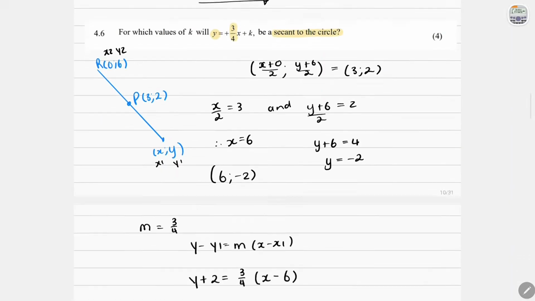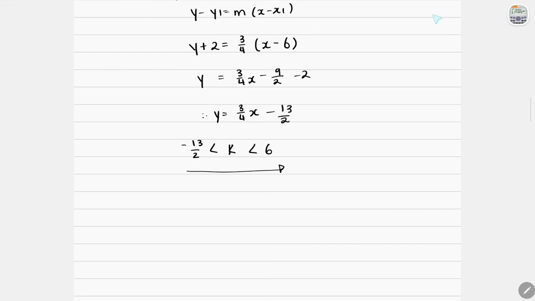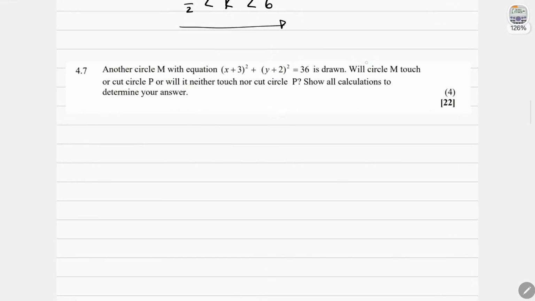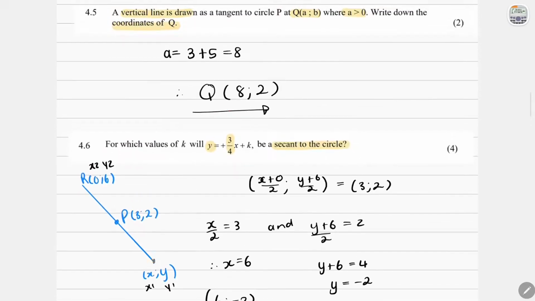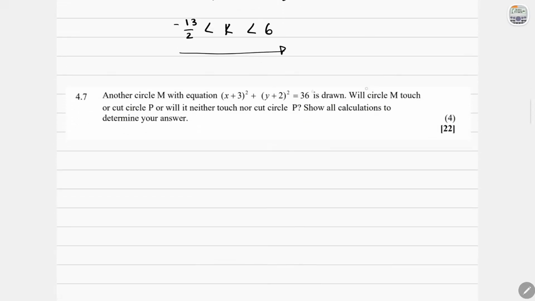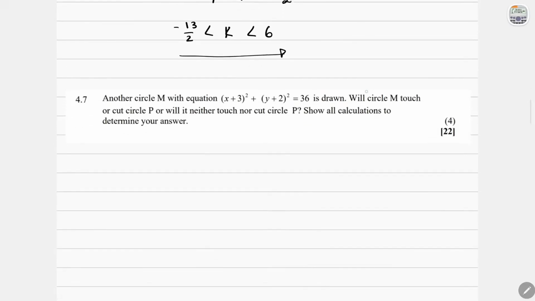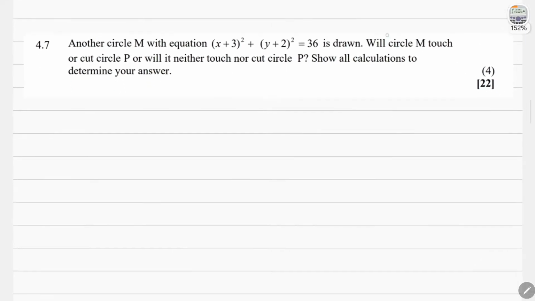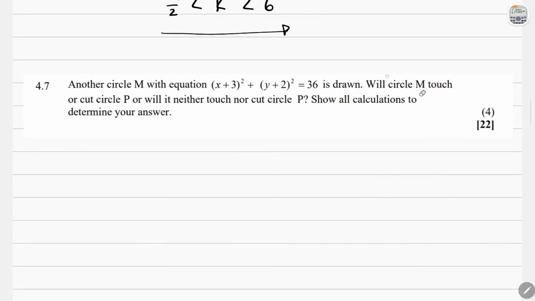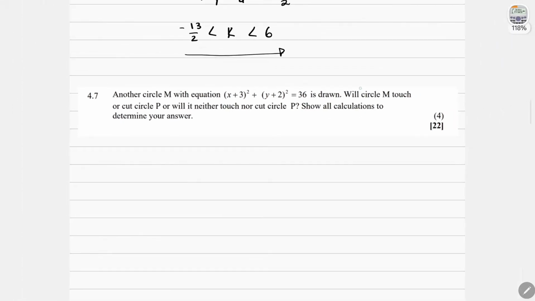Okay, so that is it for this question. Moving on to the next question. Question 4.7 says, another circle M with equation (x + 3)² + (y + 2)² = 36. Okay, it looks a lot like the circle that we have, but the radius is different. So this circle is drawn, and the question is, will circle M touch or cut P, or will it neither touch nor cut circle P? Show all calculations to determine your answer.